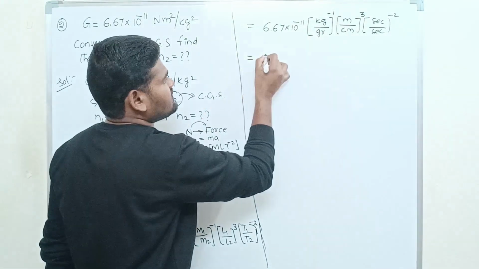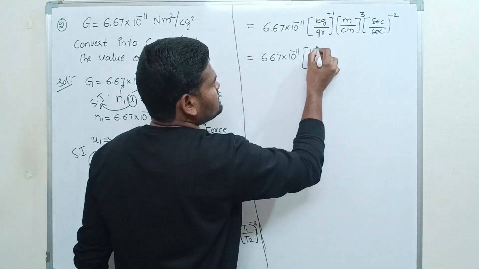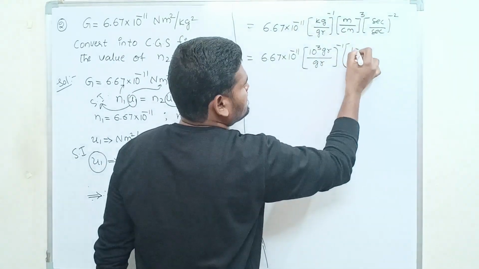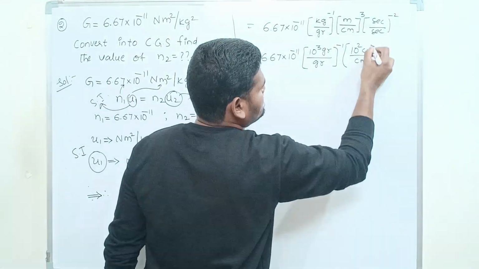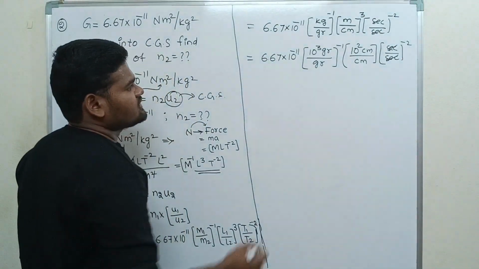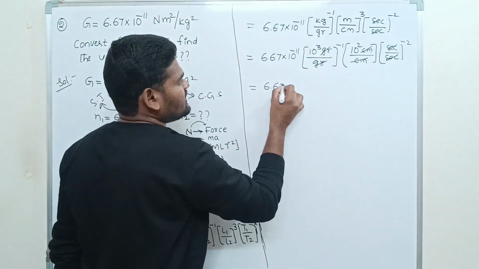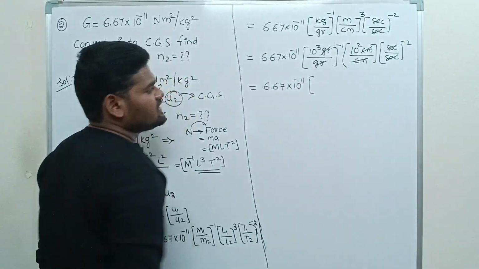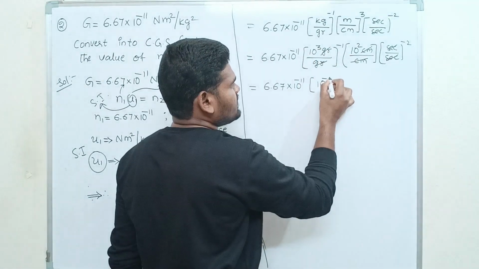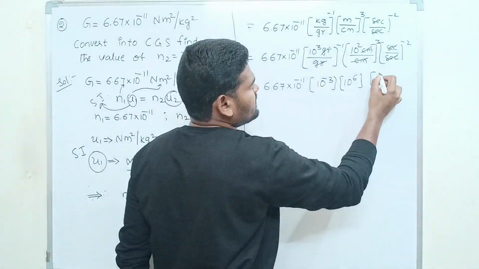So which is equals to 6.67 into 10 to the power of minus 11 kg. Kg can be written as 1000 grams divided by grams whole power minus 1. Meter, 100 centimeters divided by centimeters. Second divided by second whole power minus 2. Second gets canceled out, gram cancels out, centimeter cancels out. So 6.67 into 10 to the power of minus 11, into 10 power 3 whole power minus 1, 10 to the power of minus 3. 10 square whole to the power of 3, 10 to the power of 6. Here 1 power minus 2.